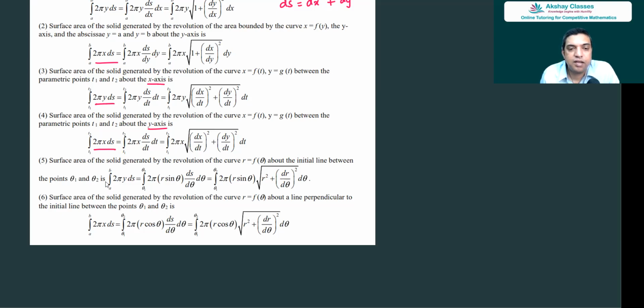That's what we do. And finally, the surface area of the solid generated by revolution of the curve r equal to f theta about the initial line. So this is in polar form. About the initial line, it will again be 2 pi y ds, y is r sine theta, and ds, remember what we had done, ds square is dr square plus r d theta square. So based on that, ds by d theta we want. Divide by d theta the whole square, you will get r square plus dr by d theta whole square, under root, you will get ds. So that's how we do it.